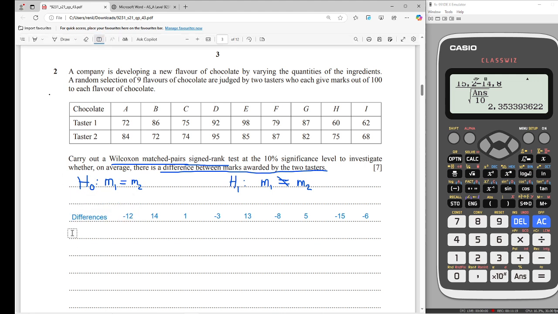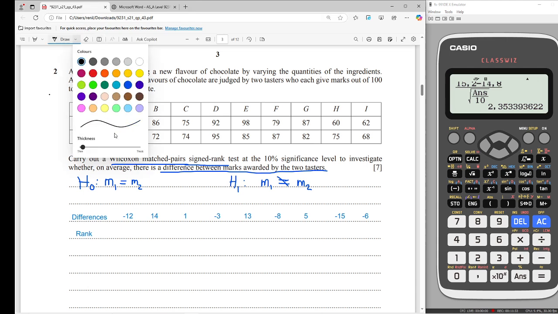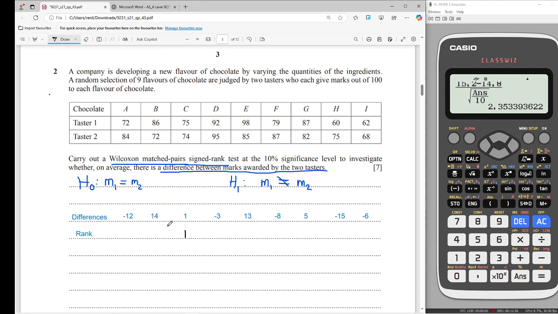Now we have to rank them according to the values. We do not consider the sign values for the rank. So the lowest obviously is going to be 1. The second lowest is going to be the 3 here. Remember, we don't consider negative 3, we consider just 3. Third one would be the 5. Fourth is the 6. 6 right here. 5 should be this one.